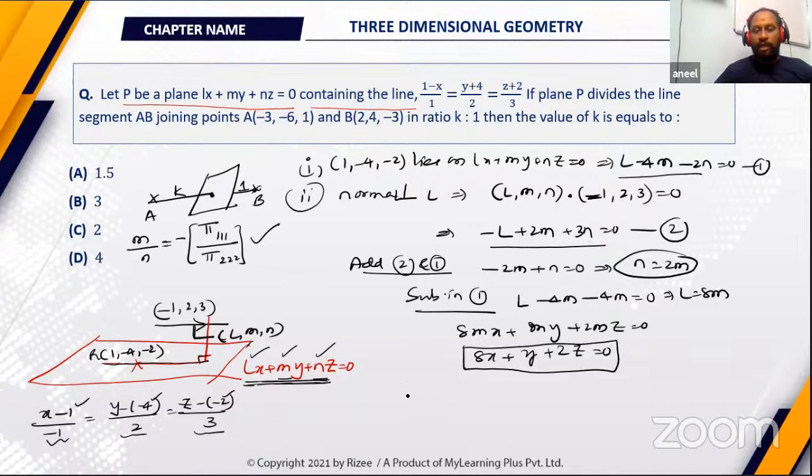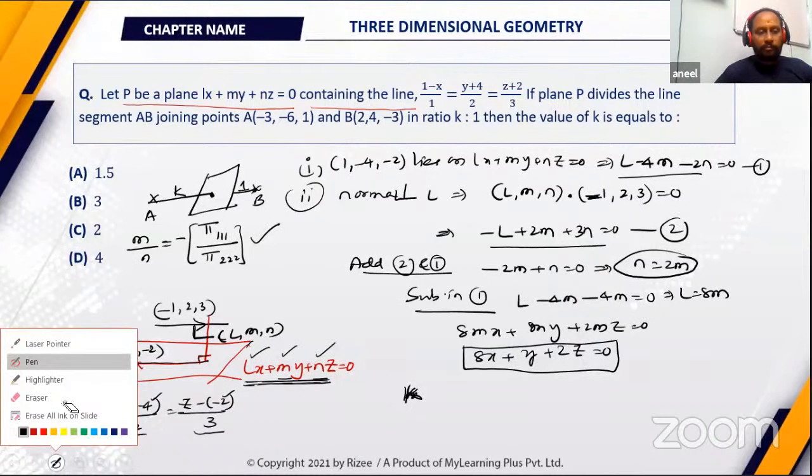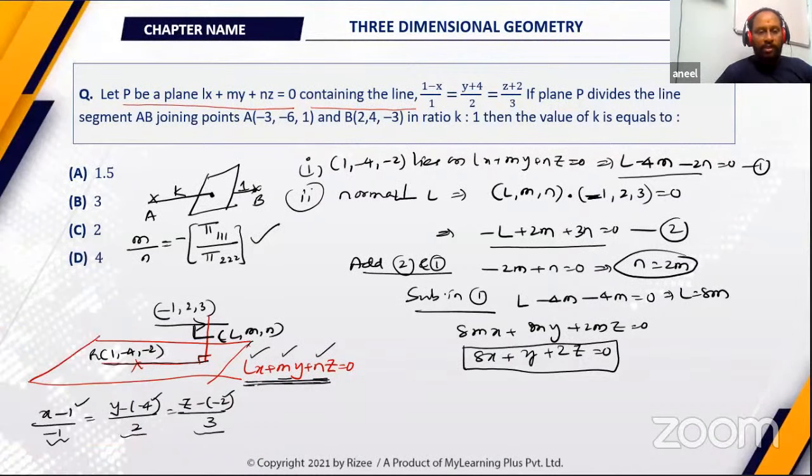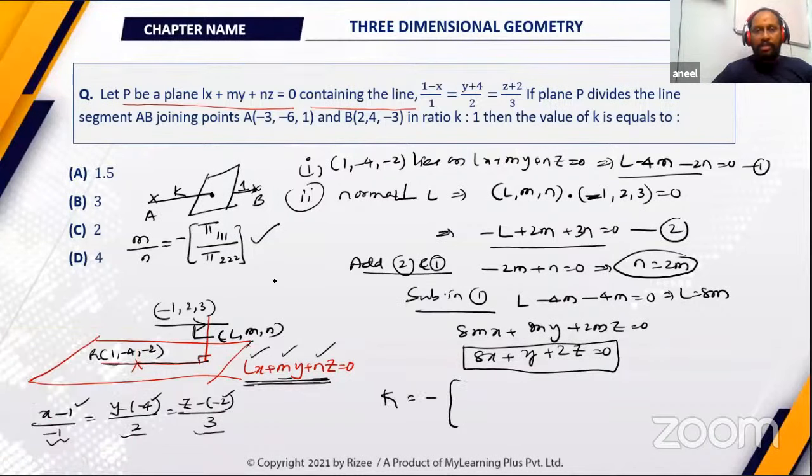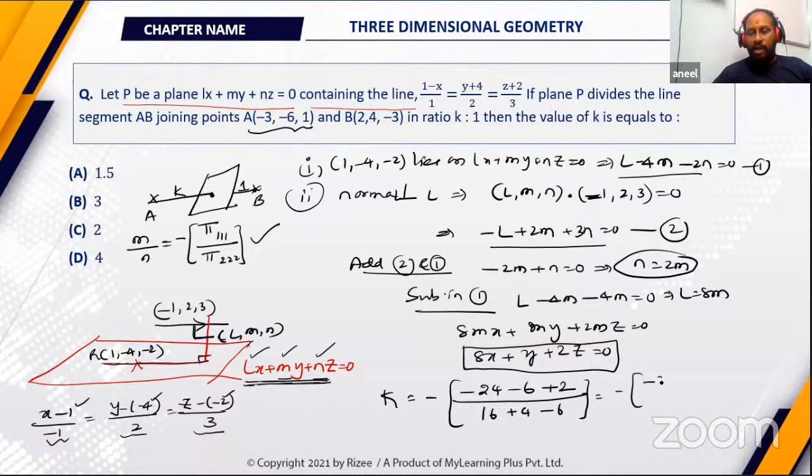Now I can go for this formula. What is the ratio he has given? It is k. So k is equal to minus of, substitute the first point, which is minus 3, minus 6, 1, divided by, substitute the second point: 8 twos are 16 plus 4 minus 6. So what am I going to get? Minus of minus 28 by 20 minus 6, which is 14, which gives me 2. So k is equal to 2.